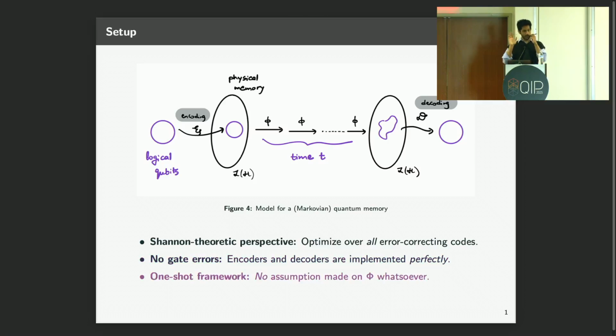And I should emphasize that this is a one-shot framework. The physical memory might be comprised of like 1,000 qubits, whatever, but there are no assumptions whatsoever on the noise. So it can do arbitrarily correlated things on your qubits. There is no IID assumption. It's just a one-shot framework.